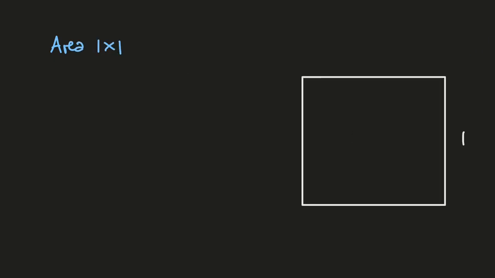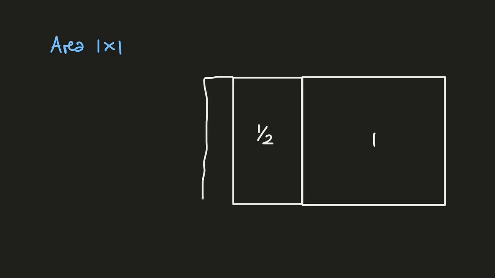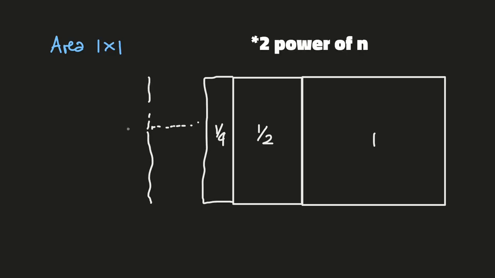Alright, let's start the video. Imagine that you have a square whose side length is 1 and the other side is 1. So the area of this square is 1. Now we move a little bit aside and check what happens if we add a rectangle with area 1/2, and then 1/4, and so on until 1 over n.